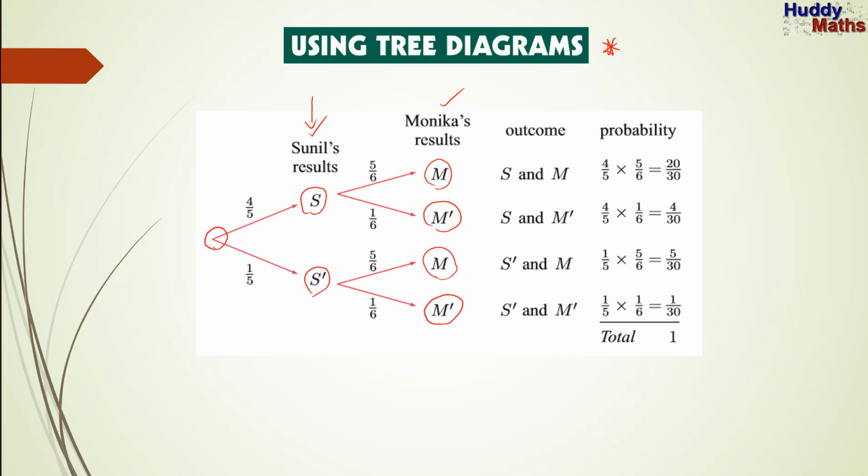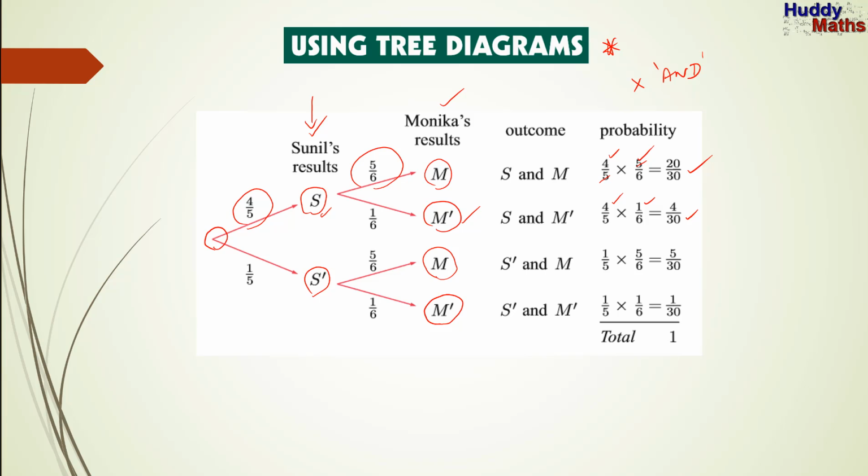All right, so now how do we work that out? Well, we've got to, along the tree, multiply, because we're doing ands, aren't we? Let's do the first one. Sunil hits, that's 4/5, and Monica hits. So we will say Sunil hits is 4/5, Monica hits is 5/6, 20 out of 30. We're not cancelling there. They're trying to keep it simple. Okay, so you could cancel, but they put it this way so you can see what's going on here. Or you could have Sunil hits and Monica misses. So that Sunil times Monica is that.